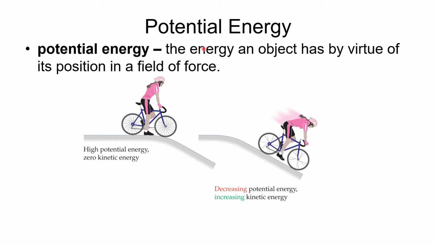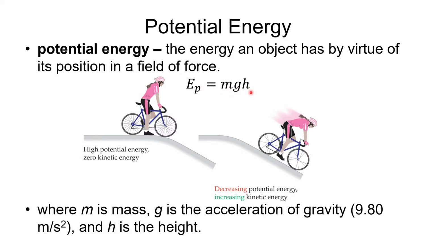Well, potential energy is the energy that an object has by its position in a field of force. Of course, her position is she's at the top of the hill, and the thing that gives her energy is the acceleration of gravity and her mass. So the potential energy is equal to the mass times the acceleration of gravity times the height above the bottom of the hill. So m is the mass, g is the acceleration of gravity. On Earth, the acceleration of gravity averages out to about 9.80 meters per second squared.